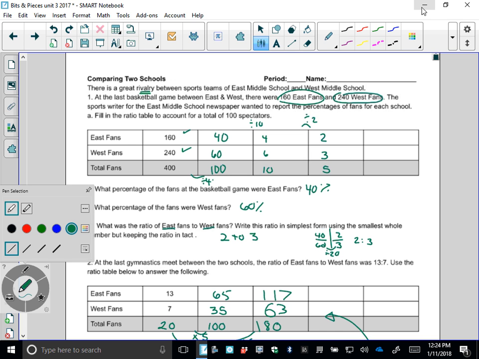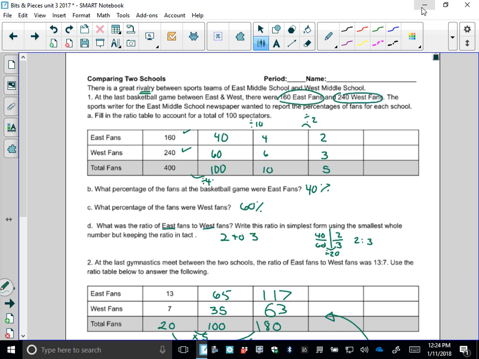So for example, problem one is about a basketball game. At the basketball game, there were 160 East fans and 240 West fans. So in all, at this particular basketball game, 400 fans showed up. And we worked through the problem, and we found out by changing that 400 to 100 with division, we can figure out that 60% of the fans were West fans and 40% of the fans were East fans.